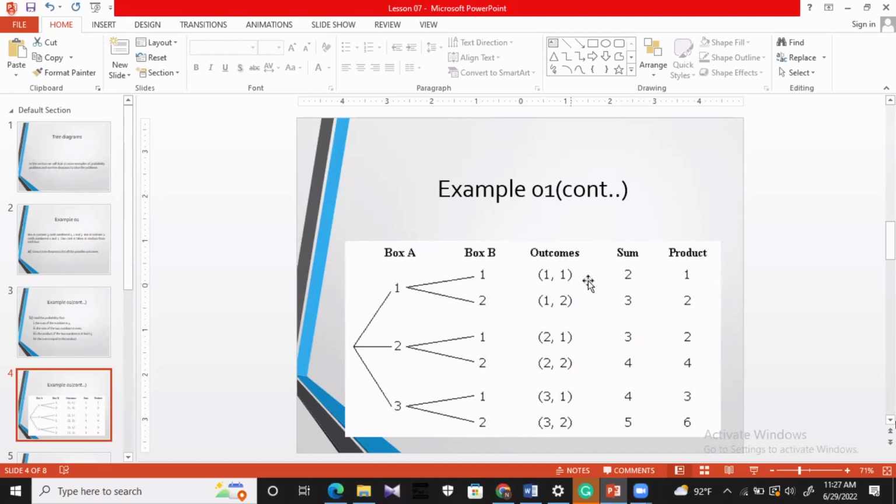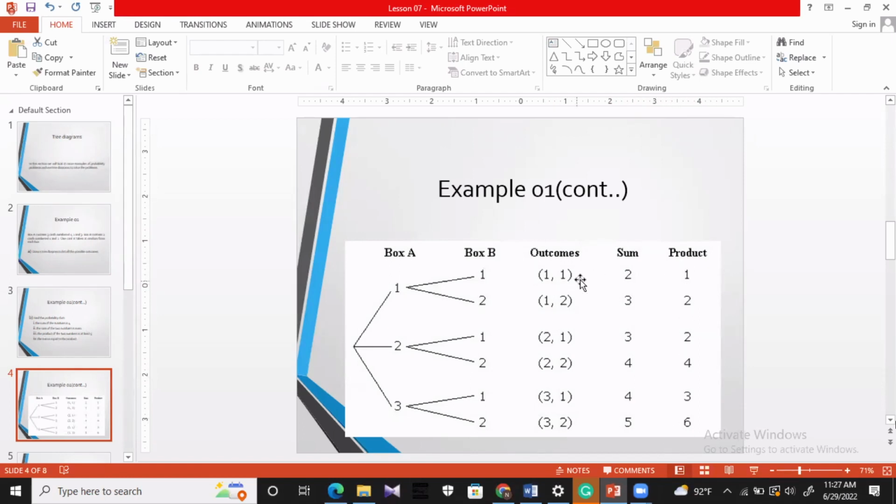So what is the sum of this first pair, 1, 1? What is the sum of those two numbers? 1 plus 1 is 2. 1 plus 2 is 3. 2 plus 1, 3. 2 plus 2, 4. 3 plus 1, 4. 3 plus 2, 5. Likewise, we have 4 different values for the sum. Now construct their product column, right?